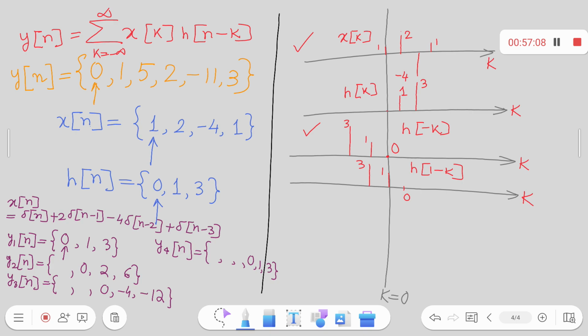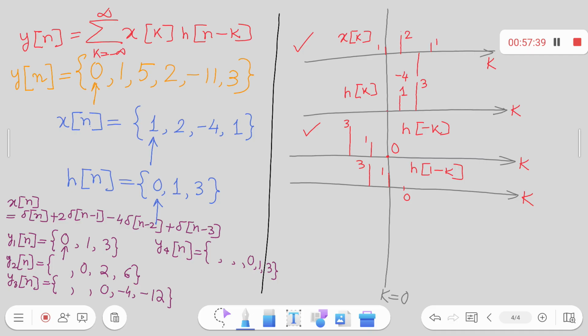Now you do the same thing. Find out the overlapping. Do you have any overlapping now? Yes. For how many samples? 2 samples. Multiply them and add them together. Multiply 1 with 1, 0 with 2. Add them. Resultant value is 1. Verified.